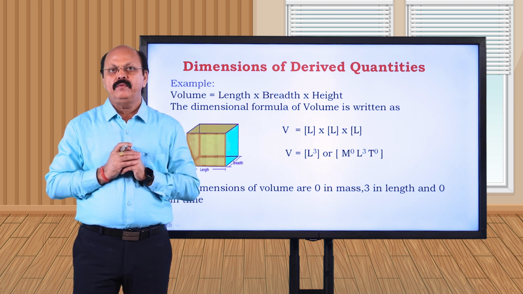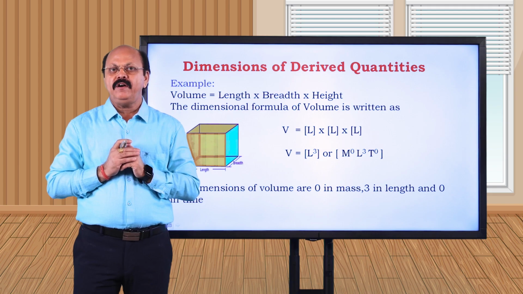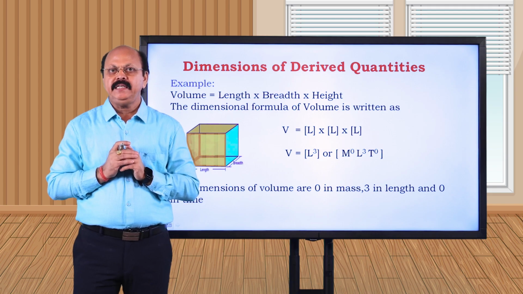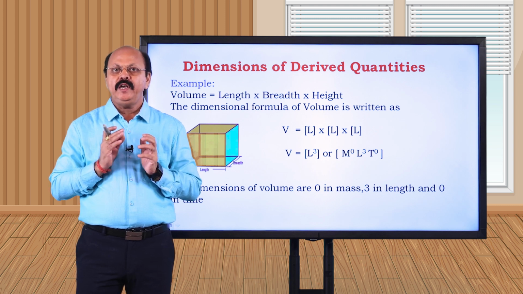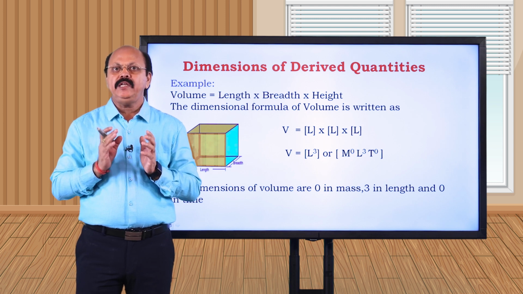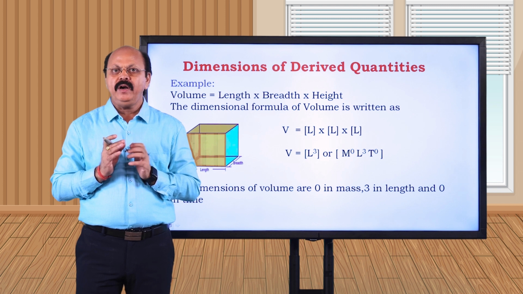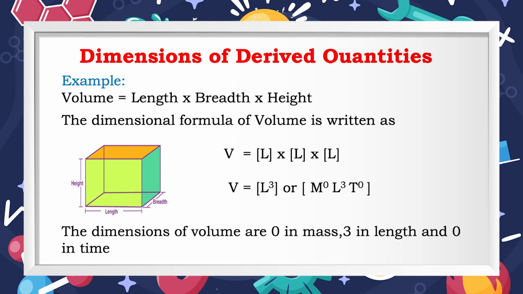For example, volume. Volume formula is length into breadth into height. Then the dimensions of length, breadth and height are the same, that is L. Then the dimensional formula of volume is written as volume equal to L into L into L, that is L cube, or we can write [M^0 L^3 T^0] in a square bracket. The dimensions of volume are 0 in mass, 3 in length and 0 in time.